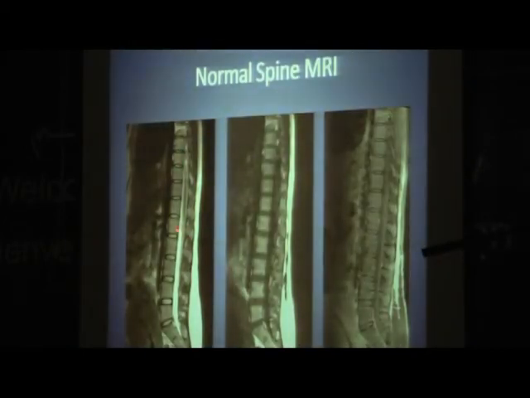In the spine, again, this is a T2 weighted sequence. This is a normal spine, lumbar spine and thoracic spine. This is a T1 weighted sequence. And this is a T1 weighted with fat saturation. You can see the fat's not bright anymore because it's been suppressed. And you have normal fat in the bone marrow, and that's why.